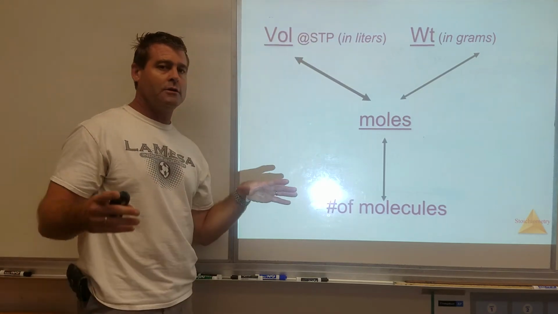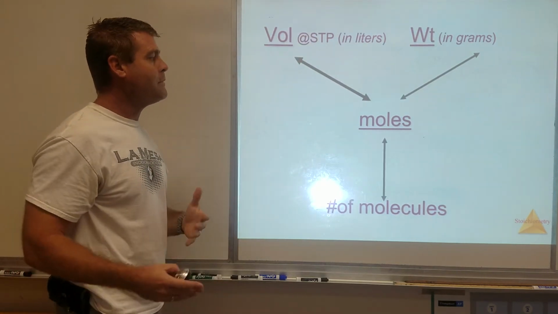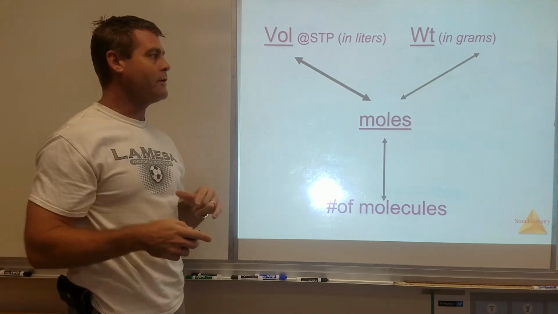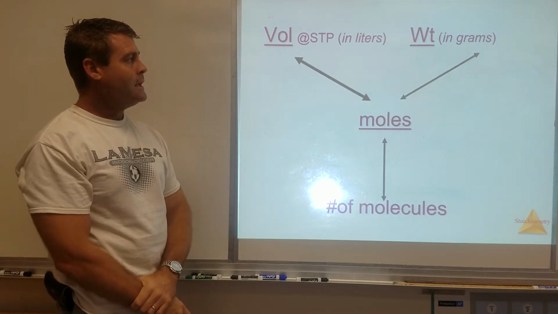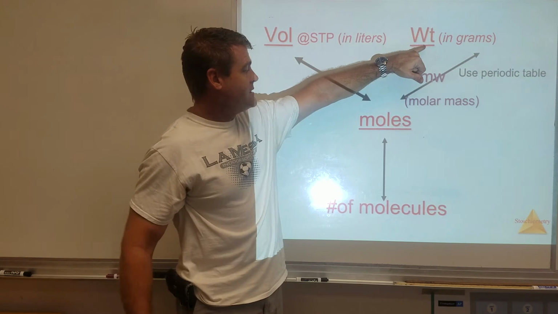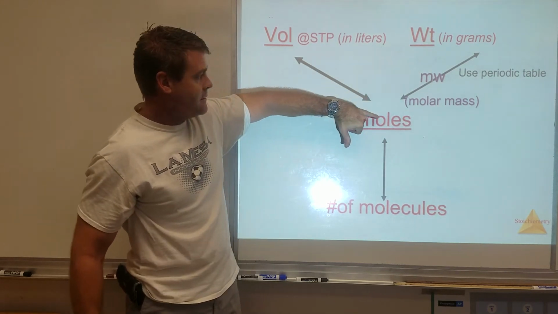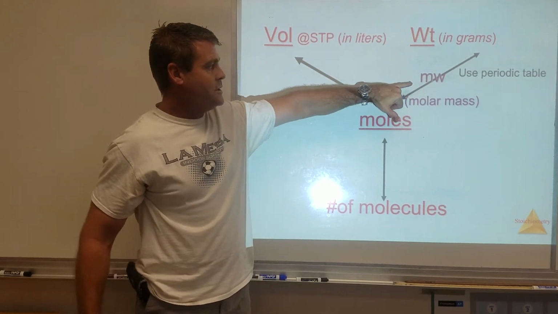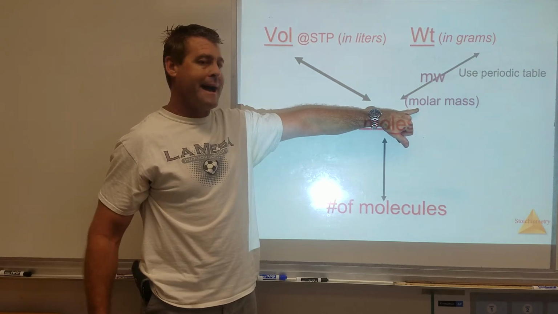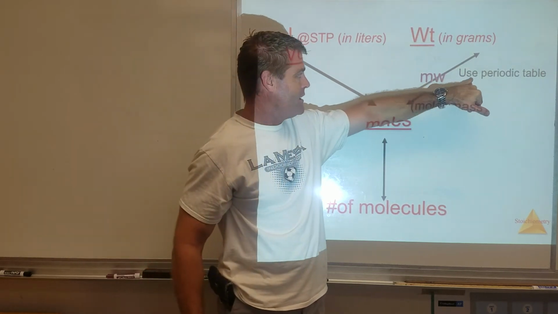This should look a little familiar to you guys if you've already had me before, a little roadmap. This is what we should be able to convert pretty easily between. Let's say we wanted to convert between the weight of something and the moles of something. What would we use? We'd use what's called the molar mass. And then I'll give you a hint. You use the periodic table.